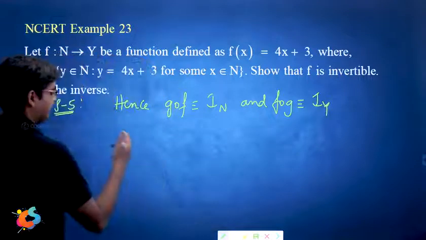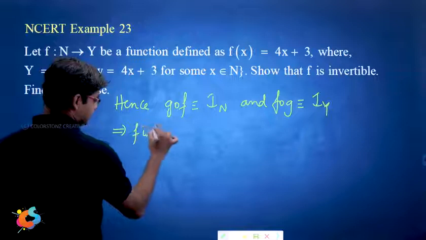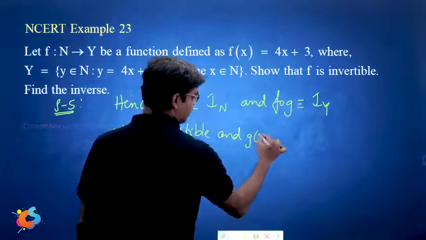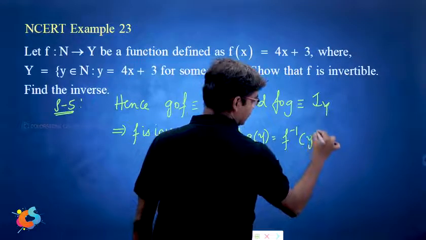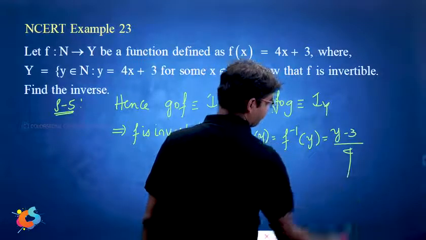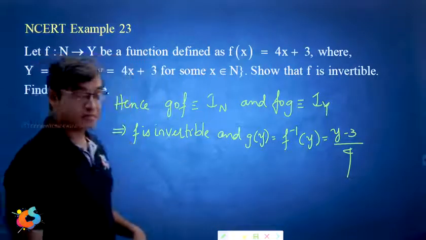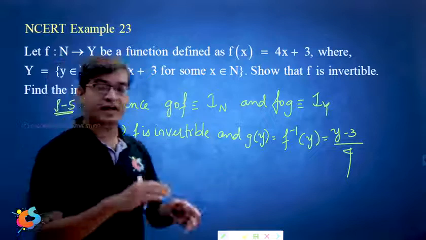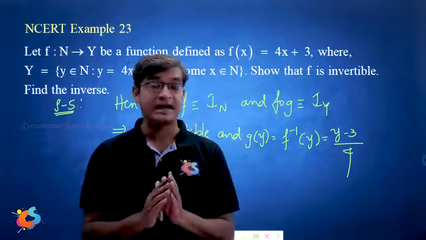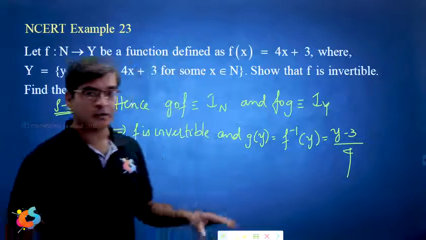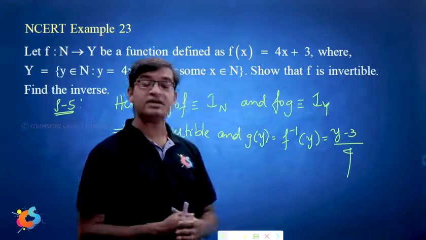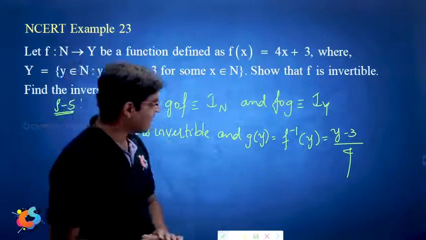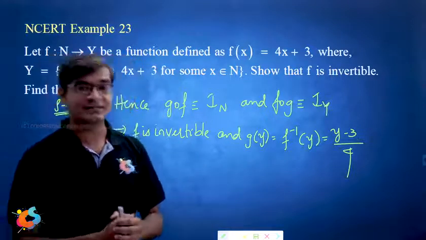So therefore, f is invertible, and g of y is equal to f inverse of y is equal to (y minus 3) divided by 4. Okay, so this is the board's format of proving that f is invertible. Before, I taught you f should be bijective. That is for understanding purpose, and that is for competitive exam purpose. But as far as boards is concerned, you should find the composite function and prove that it is equal to an identity function. And that's it.